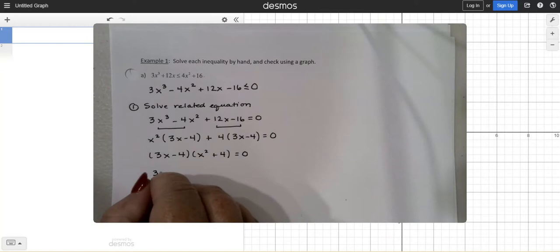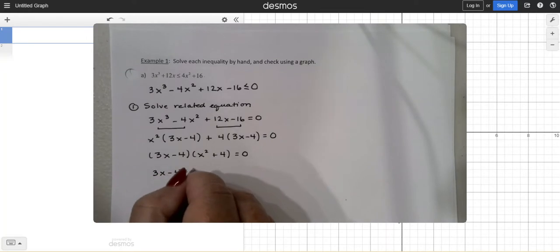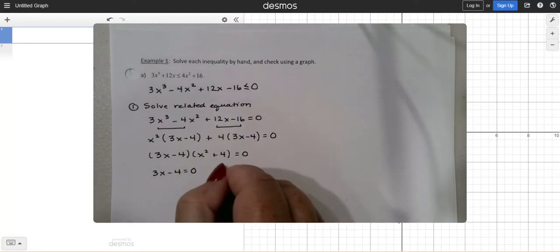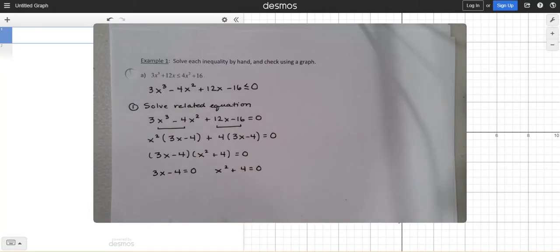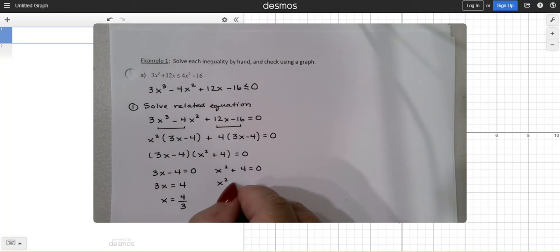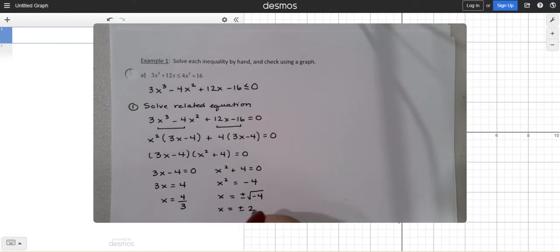So either 3x minus 4 equals 0, or x squared plus 4 equals 0. Here I've got 3x equals 4, so x would be 4/3. And this one would say x squared is negative 4. So x is going to be plus or minus the square root of negative 4, plus or minus 2i.